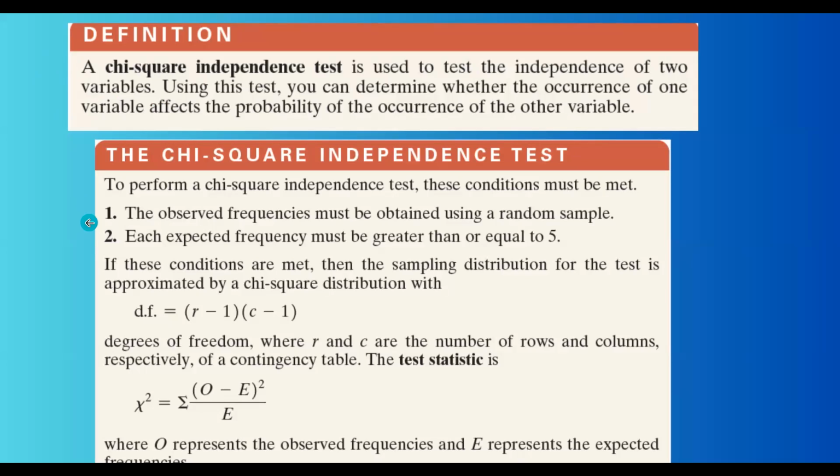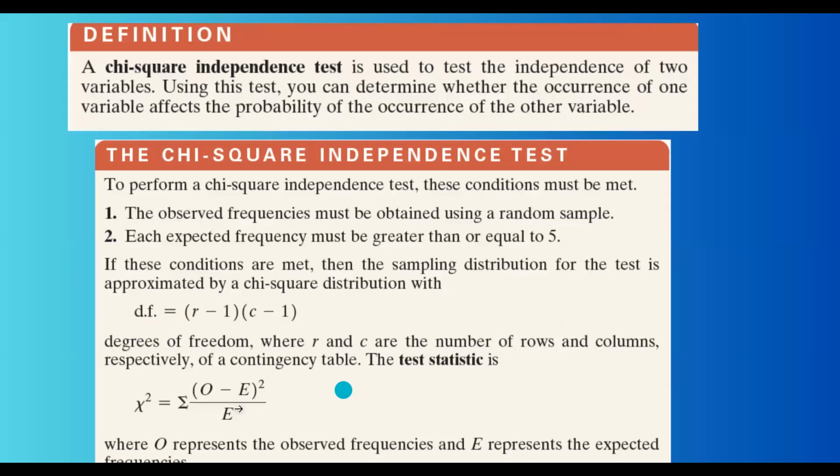First of all, the observed frequencies must be obtained using a random sample. Each expected frequency must be greater than or equal to 5. If these conditions are met, then the sampling distribution for this test is approximated by a chi-square distribution with degrees of freedom R-1 times C-1. R and C are the number of rows and columns, respectively.